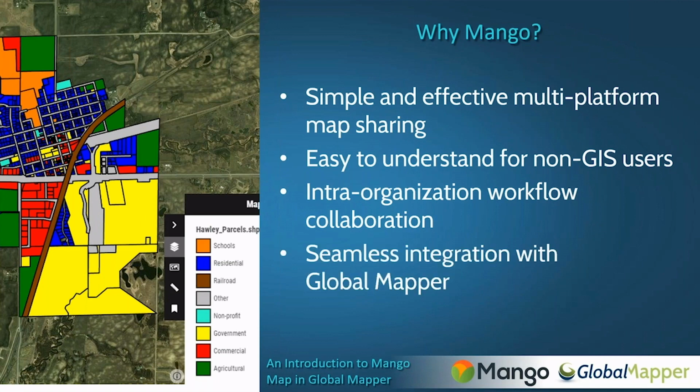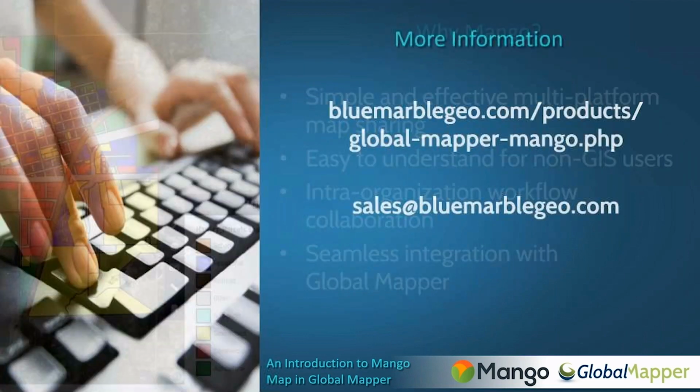And obviously it's now seamlessly integrated with Global Mapper. You saw the button there in the interface, the toolbar interface of Global Mapper. If you've been using Global Mapper for a while, it's a new button right there. Simply click the button and you're directly accessing your MangoMap online. So nothing could be simpler.